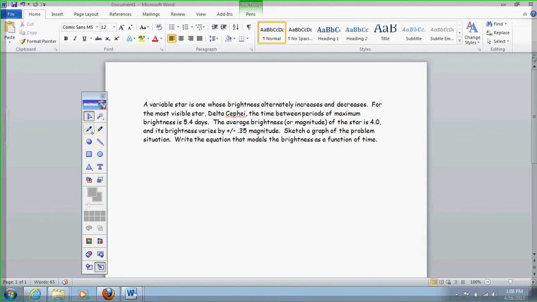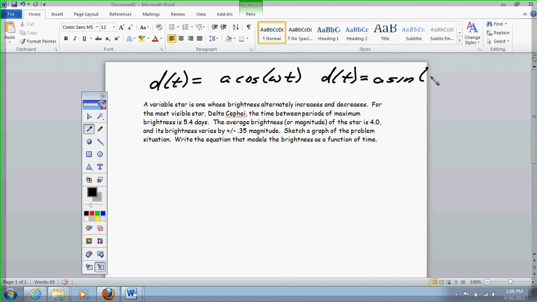Okay, so there's definitely some keywords in here, but before I even talk about keywords, we need to know these formulas that are given to us. D of t is equal to a cosine omega t, or we also have d of t is equal to a sine omega t. Now with these formulas, you have a few things going on.